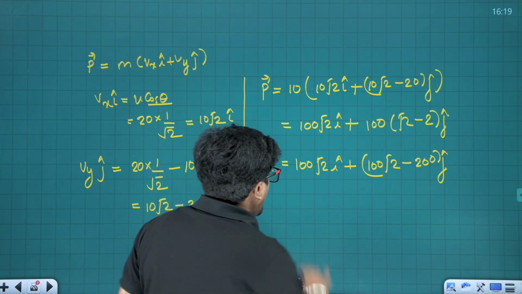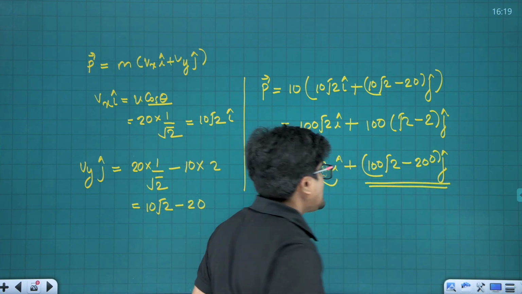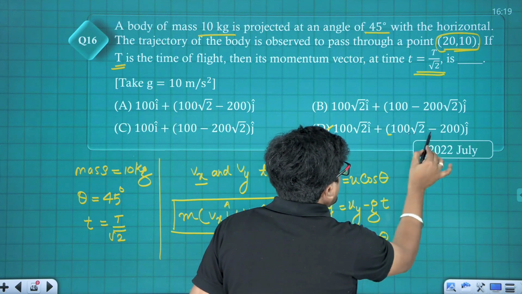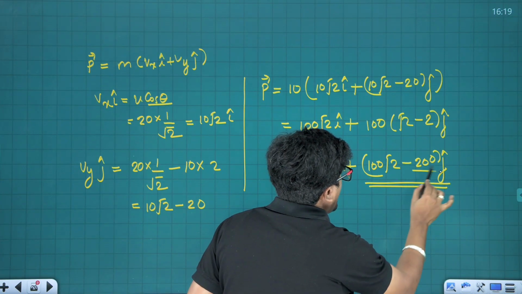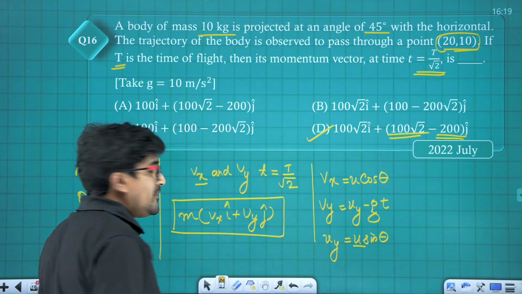100 times root 2 i cap, that is there, and we need to cross check this, that is 100 root 2, 100 root 2, isn't it, minus 200 j cap. So that was how we proceeded.